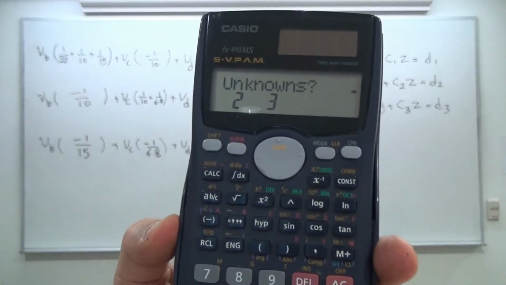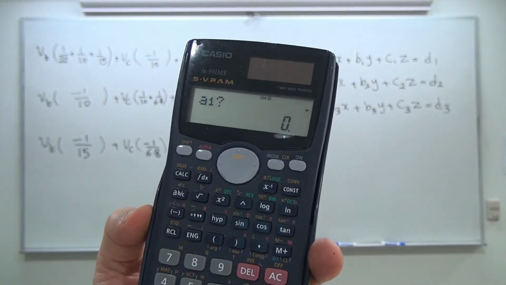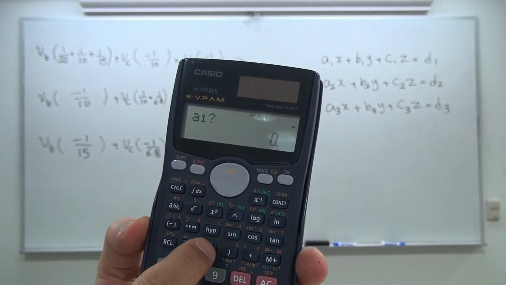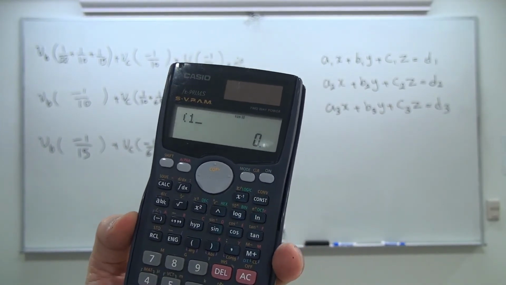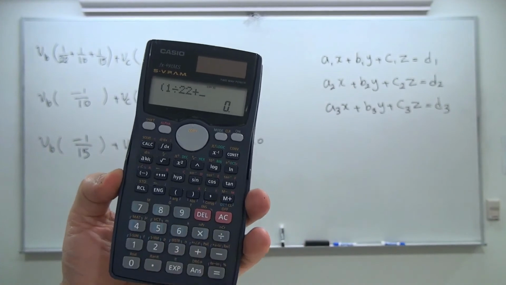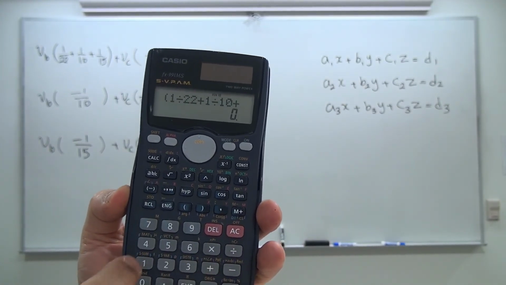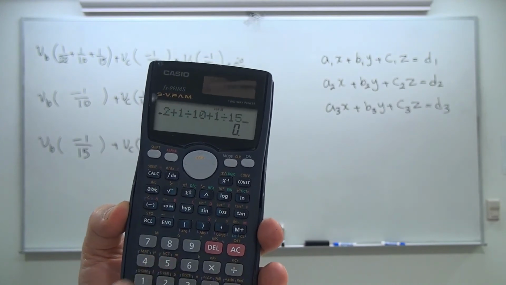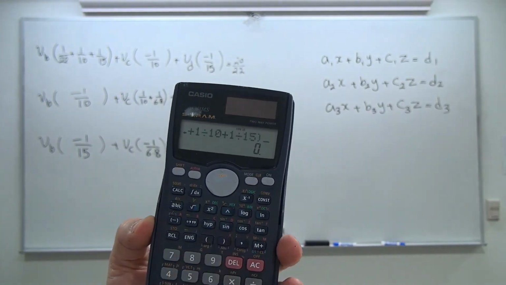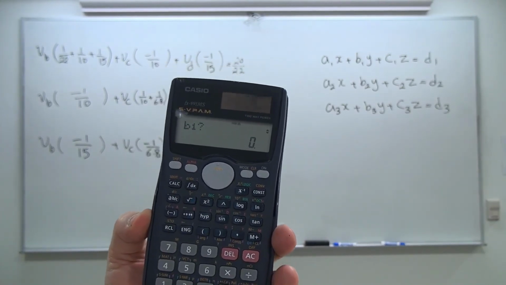I'm going to have 3. A1. A1 now is in a bracket. You can actually put them in a bracket if you like. 1 divided by 22. Did I simplify? No. Plus 1 divided by 10 plus 1 divided by 15. I'm done. No common denominator, nothing. You put enter. It simply calculates everything for you.